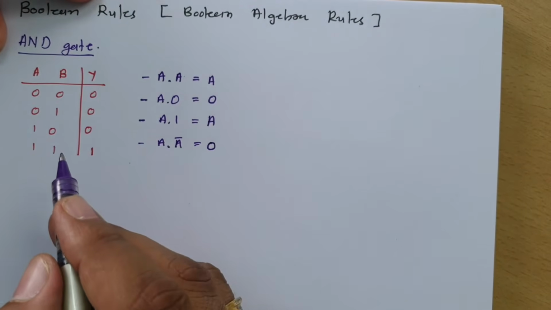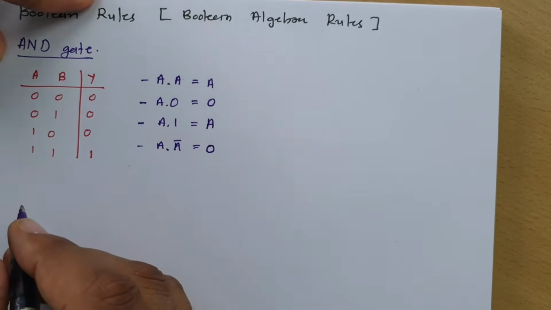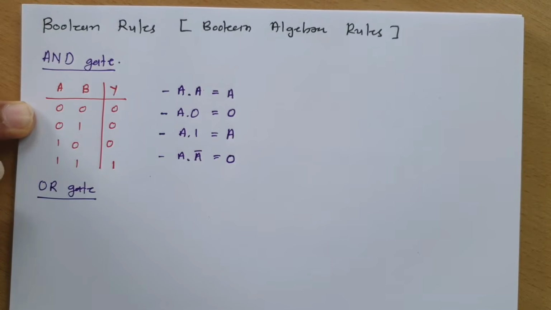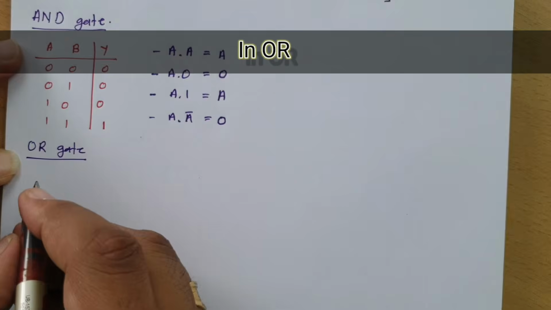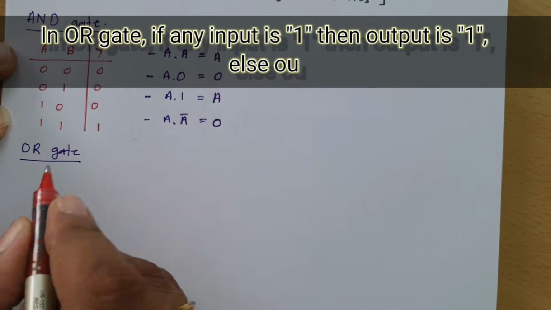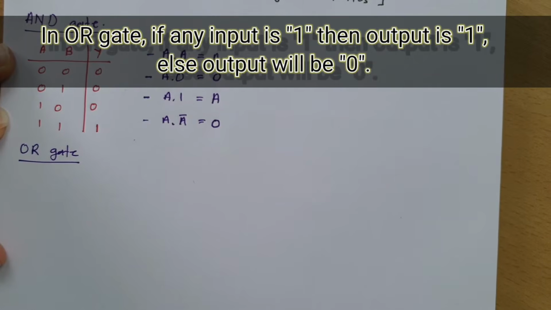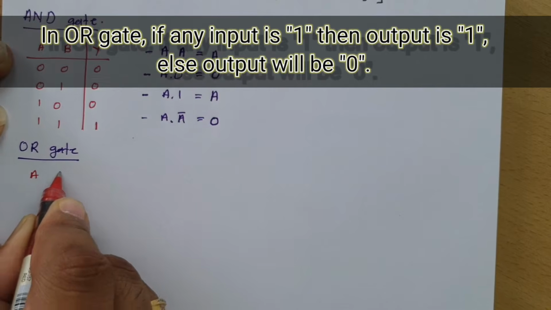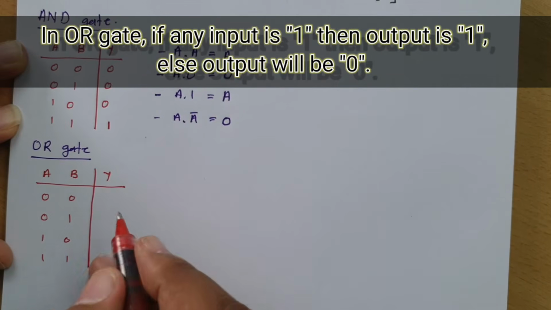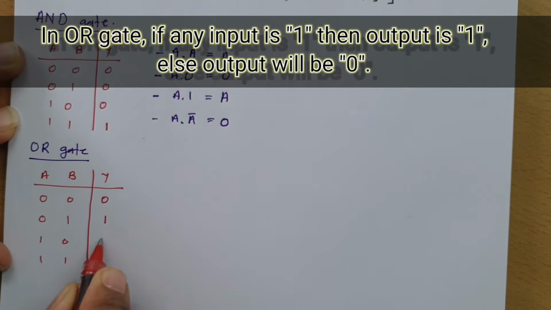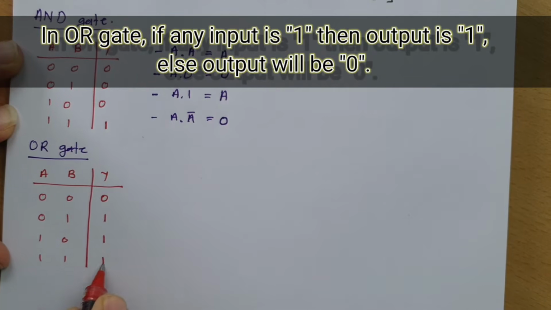And as per AOI, now I'll explain the OR gate rules. First we should know what the OR gate operation is. In OR gate operation, if any input is 1, then output is 1. If I consider a two-terminal OR, 0 0 gives output 0, 0 1 gives output 1, 1 0 gives output 1, and 1 1 gives output 1.